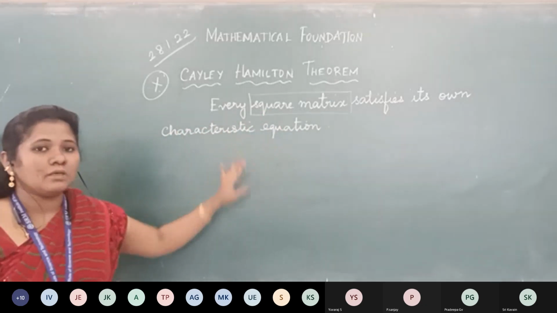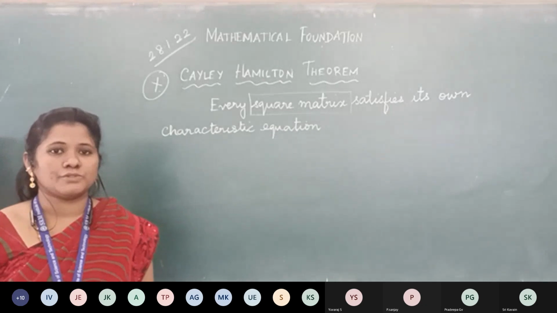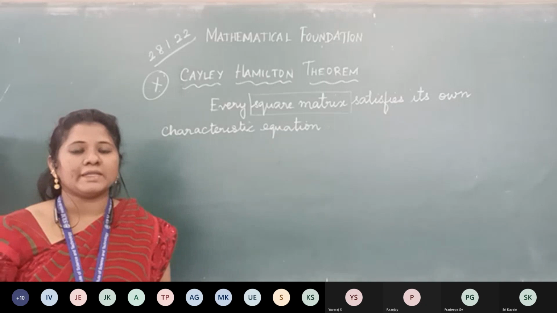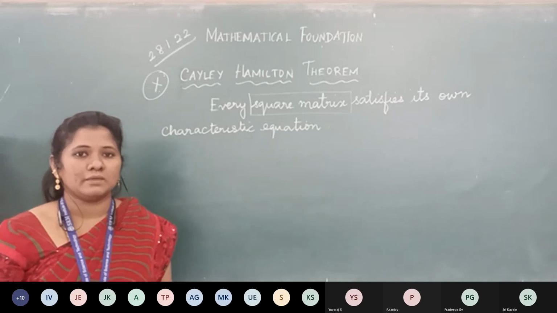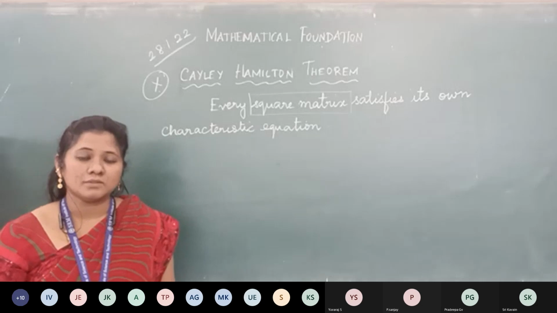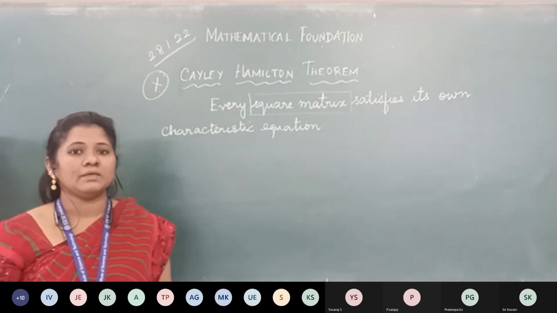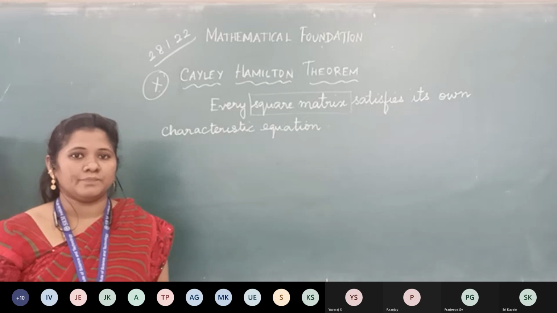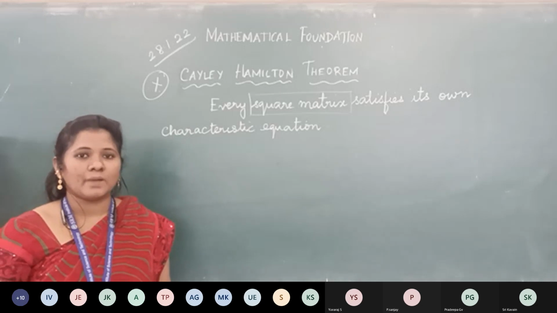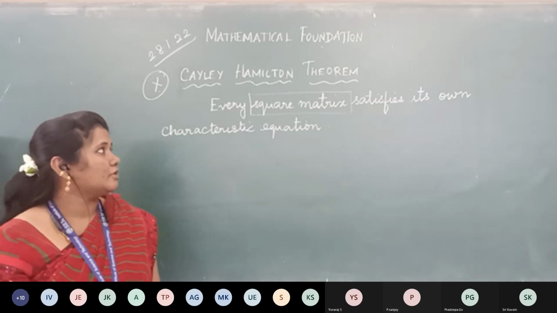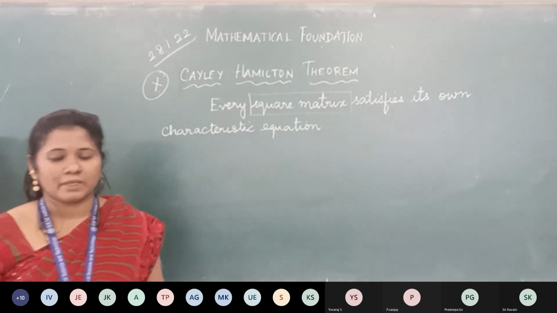The same thing they can ask you in 16 marks also. They will give you a matrix and tell you to prove whether it satisfies the Cayley-Hamilton theorem. If it is a square matrix, definitely it will satisfy the Cayley-Hamilton theorem. So every square matrix which satisfies its own characteristic equation is the Cayley-Hamilton theorem. Write it down.